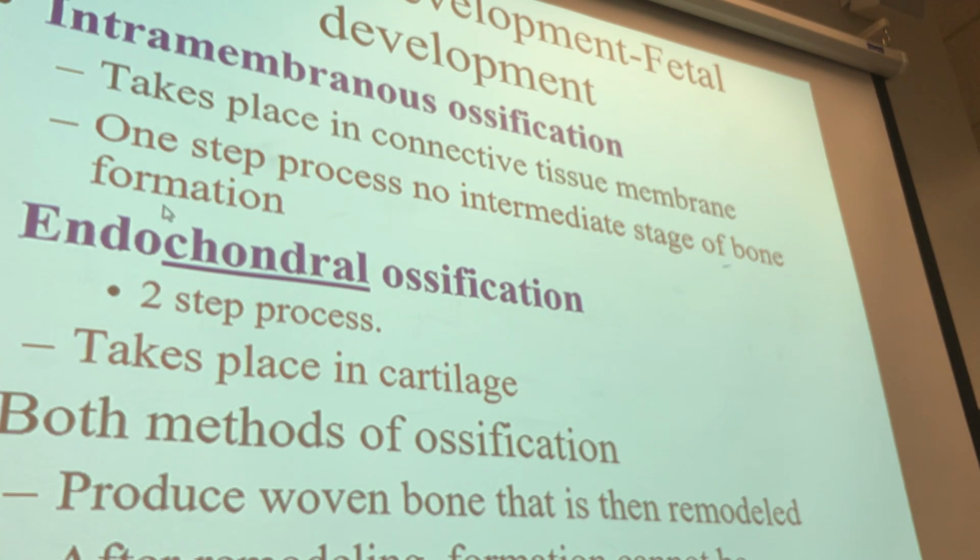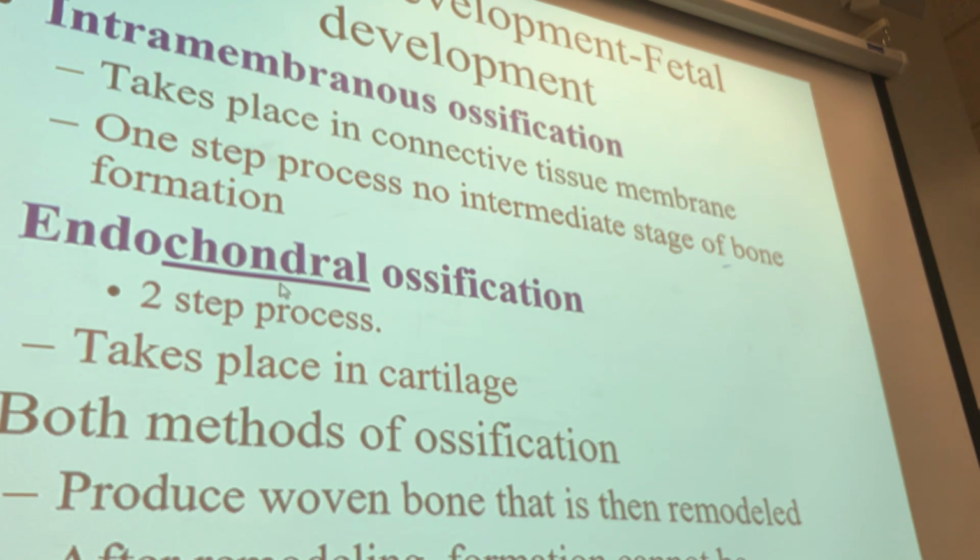Now, probably the toughest concept we'll talk about in this chapter are these ossification types: intramembranous and endochondral. Even then, it's not too bad, I promise you. These are the two ways we form bone in utero. That's the big thing right here. This is during fetal development. We have intramembranous ossification and endochondral ossification.